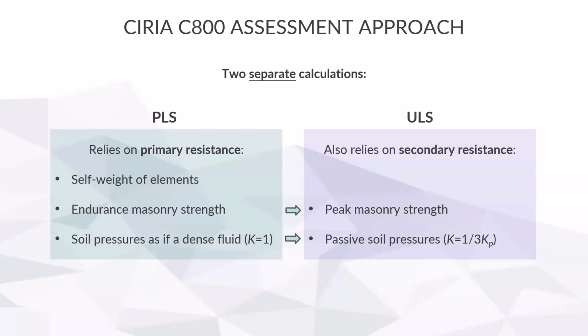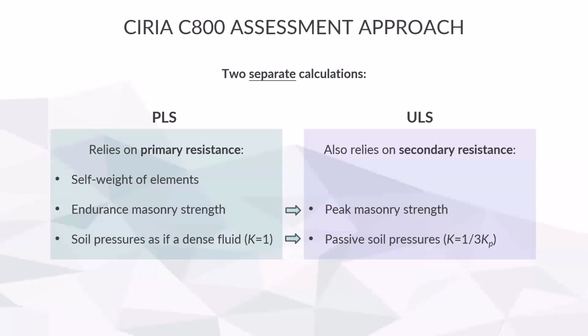Key element for C800 is to carry out two calculations, the PLS and the ULS. I'll go through this slide relatively quickly. It's just to reinforce that the permissible limit state is relying on primary resistance of the bridge. So we're using the self-weight of elements, we're using an endurance masonry strength, and the soil pressures in the spandrels that we're looking at are assuming it's a dense fluid.